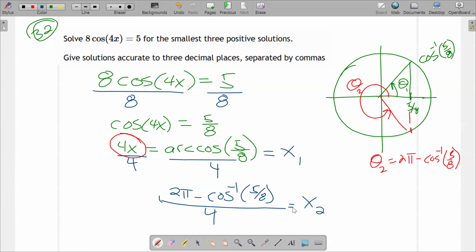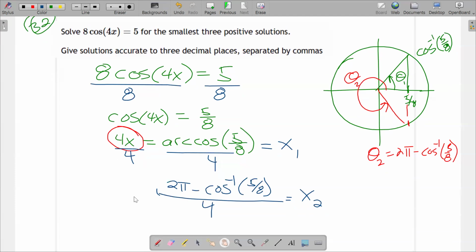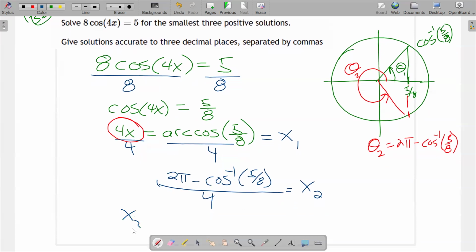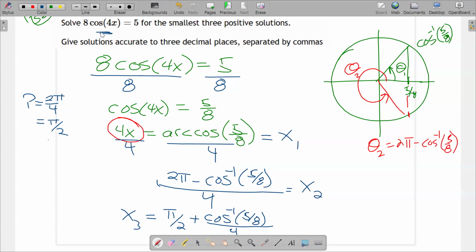They want a third one. So to get the third one, I would just add the period to the first one. So for my x3, I would take my period. What's my period here? Well, the period would be 2 pi over 4, which is pi over 2. So I would take pi over 2 plus my x1, which is the cosine inverse or arc cosine of 5/8, and just the arc cosine is divided by 4 there. The pi over 2 stays separate at that point, because that's the period of the 4x version of the cosine.